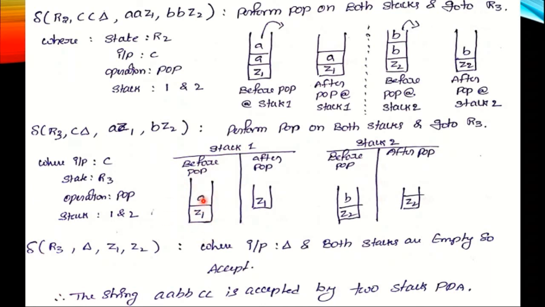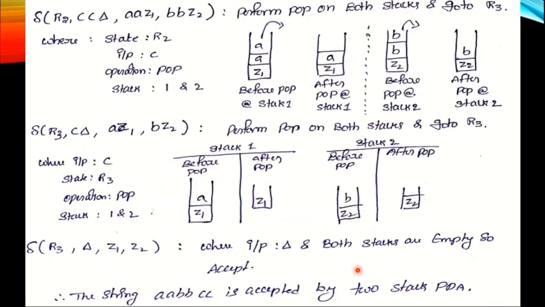This is the stack 1 configuration before performing the pop operation. It contains A, so the top of the stack is A. This A will be popped from the stack, and then the remaining is only Z1. In the same way, the top of stack 2 is B. After performing the pop operation, this B will be popped from the stack, so the remaining is only Z2. Then we go to the same state R3. Now in R3 there is no input, that means empty, and the top of the stack is empty. So it will go to accept.